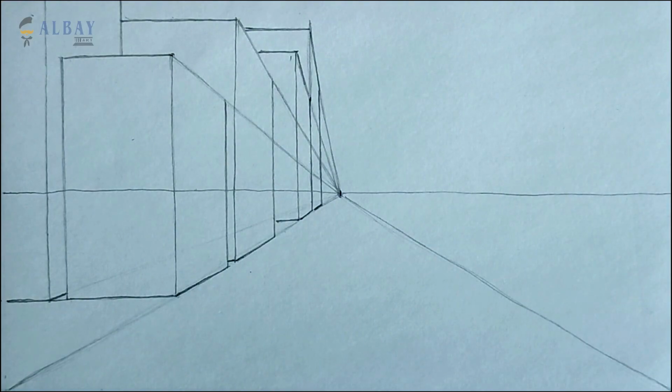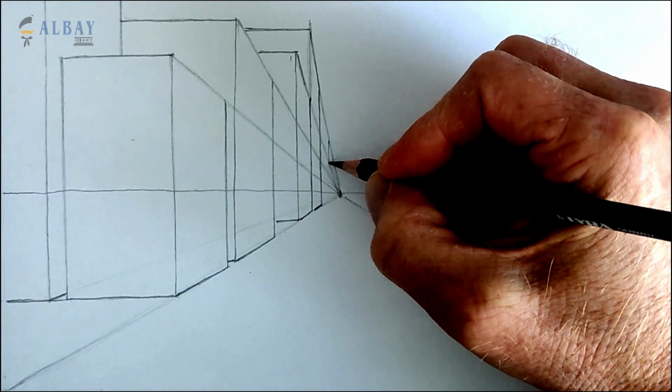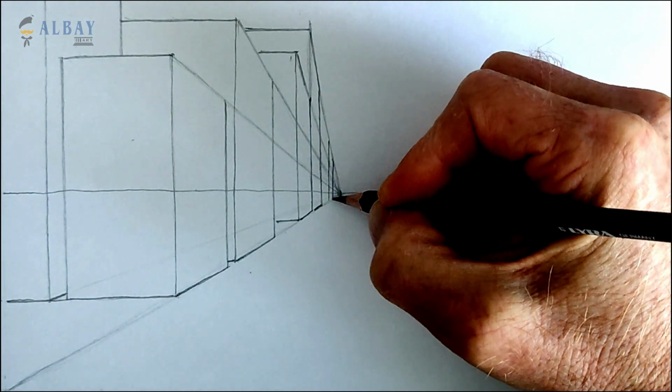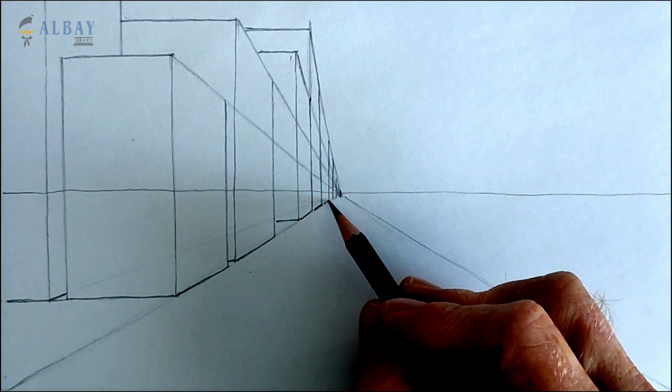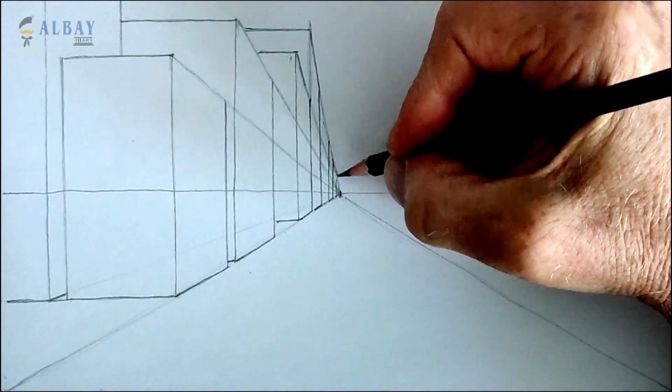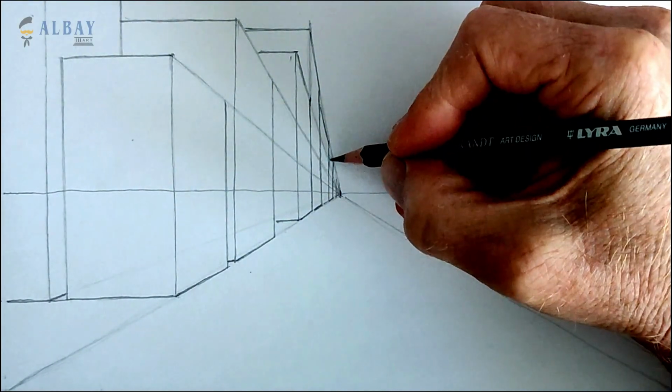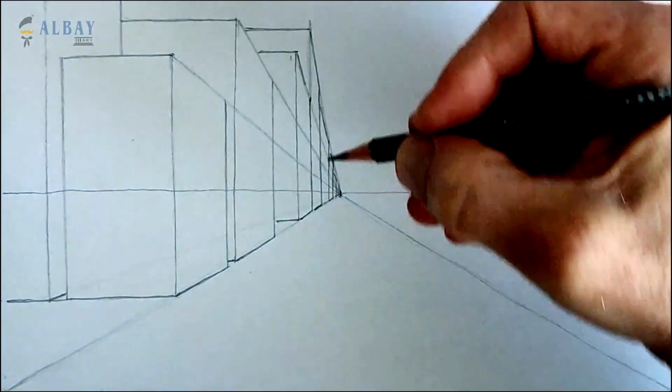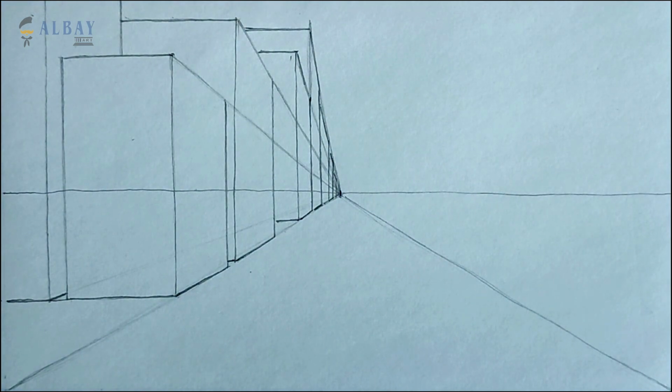Also, buildings are getting narrower. This is why you can't see the details of objects that are far away. I'm not going to draw the buildings in the distance in detail. I will just make a few small touches to show that they are buildings. Okay, that's enough.